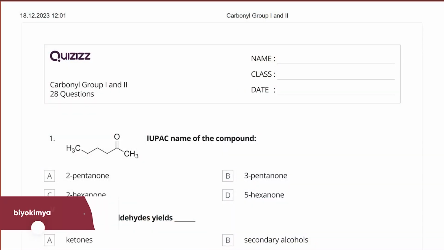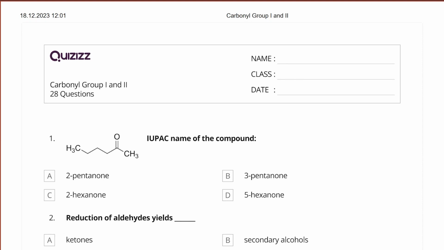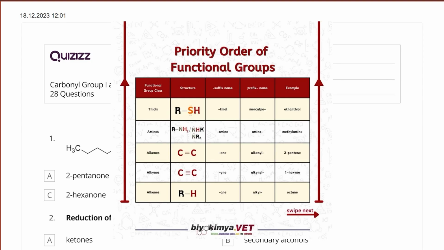Hello everyone, welcome to another problem-solving session of organic chemistry, and today we will solve 28 questions for the carbonyl group compound. But before starting our questions, I want to remind you of the priority order of functional groups. Recently I submitted an Instagram post about this, and here you see the post: the priority order of functional groups from bottom to top, the order increases.